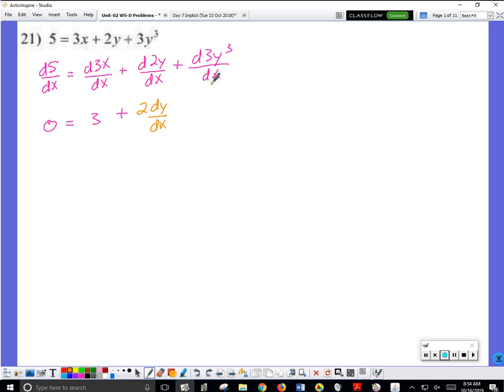This one here you can do as a shortcut as well. Remember, we just use the power and multiplying constant rules together. So 3 times 3 is 9.